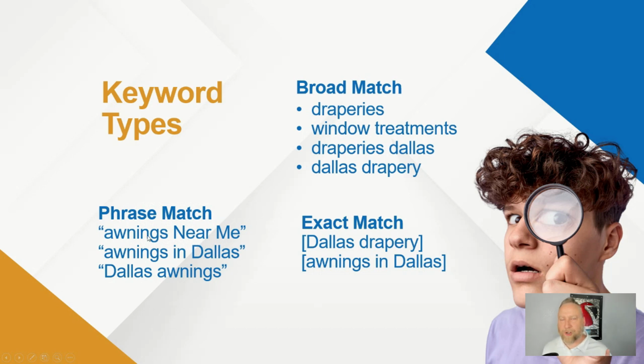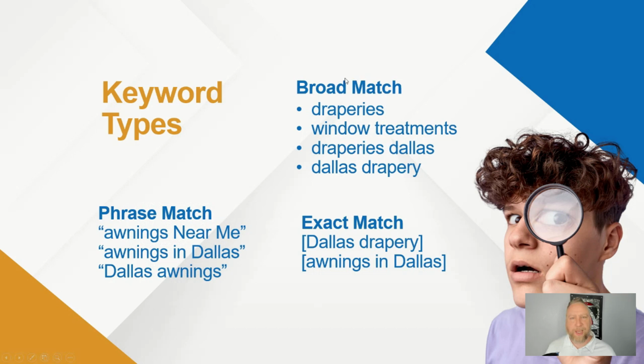Now, the trick here is there could be words before that or after that. So they could say, show me a list of dealers that do awnings near me, right? In that case, your ad would show because it has that phrase in there. Same for awnings in Dallas, obviously. Only if they use that exact phrase, with words before or after or not, your ad would show.